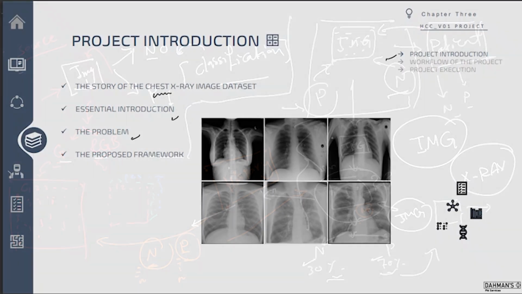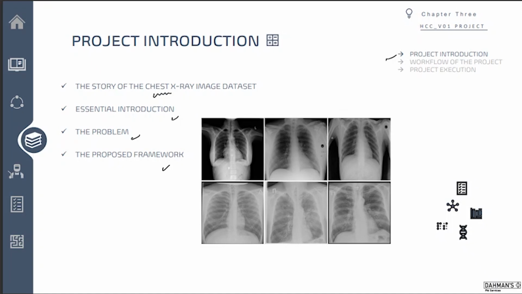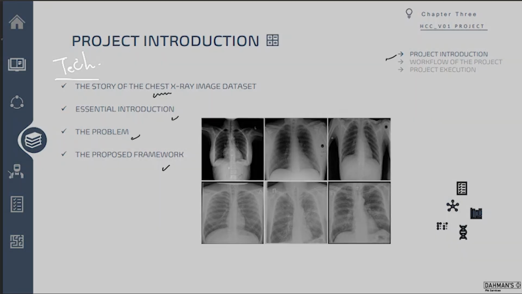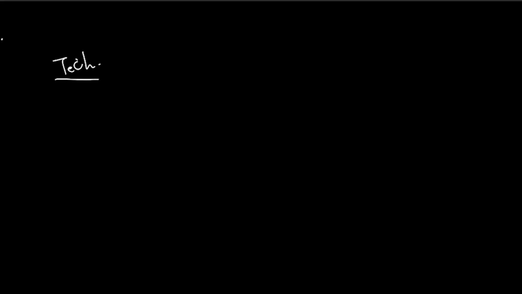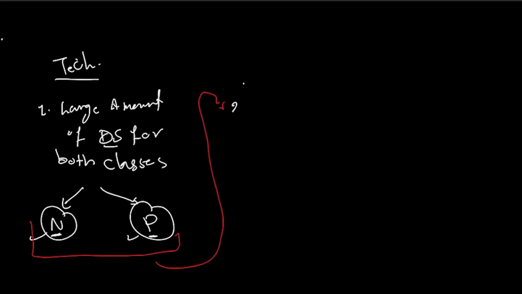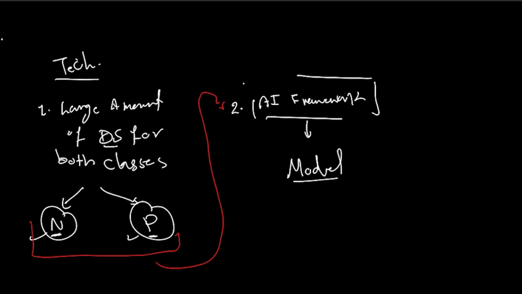This is the solution we intend to design. Now, the question is, what kind of framework would we like to think of before we even start talking about the technicality or the workflow? Number one, we have access to a large amount of data for both classes. In my second step, I would design an AI framework that will spell out a model. We'll call this model for now, for example, HCCV01. This is the name of our model.